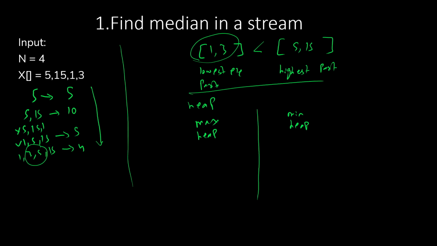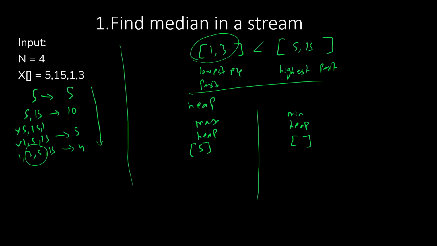Now if we go stream by stream, first we enter 5, and remember the first priority will be to enter inside the max heap. So the element 5 will be entered here. In the min heap there is no element, and that will be fine. If the max heap is one length ahead of the min heap, then there is no worry. But if the max heap is ahead by 2 or more, then we will divide the elements equally.